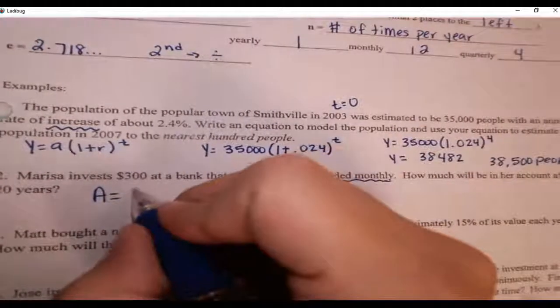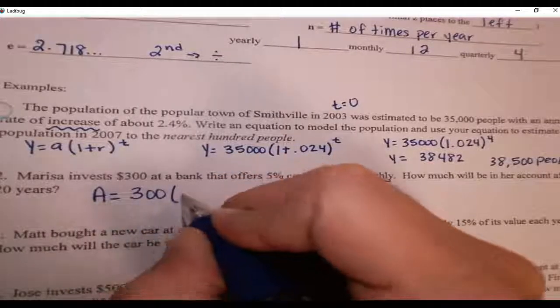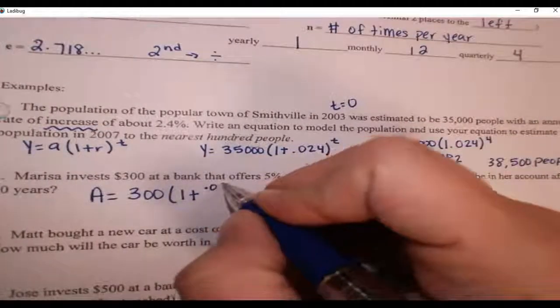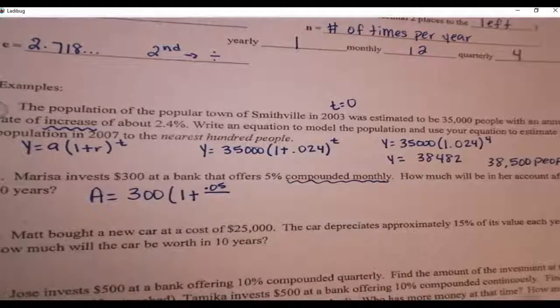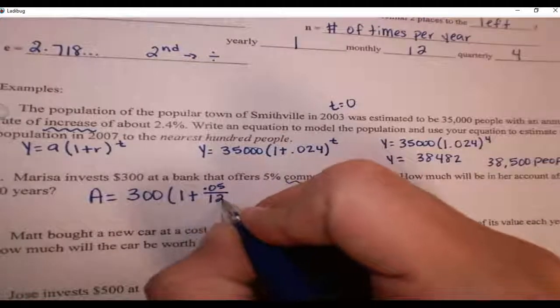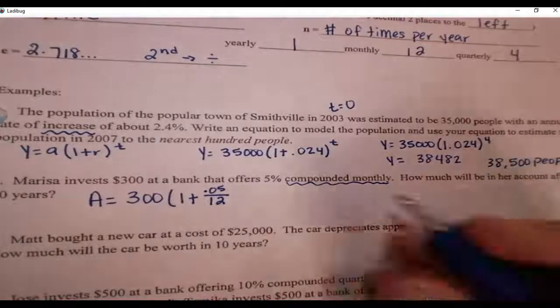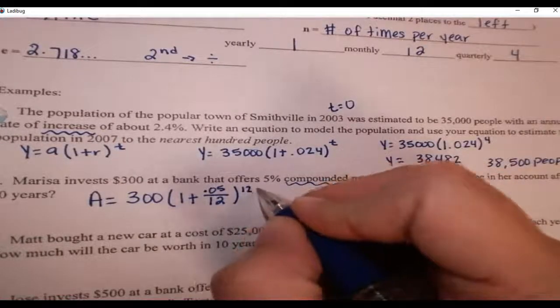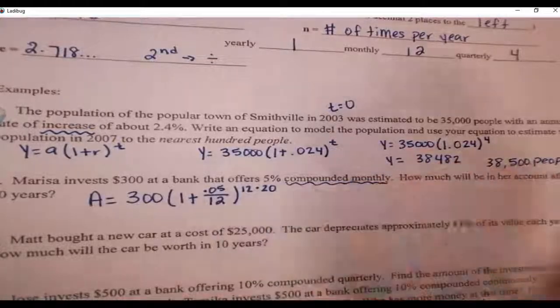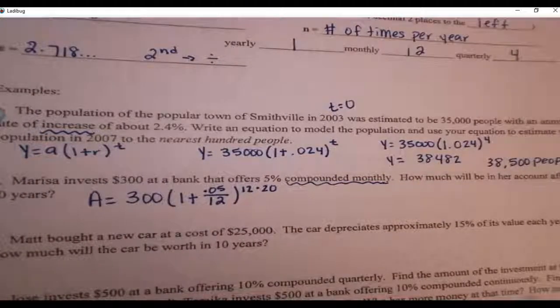So A equals, how much is she starting with? 300. What's the rate as a decimal? 0.05. And if it's compounded monthly, how many times a year is monthly? 12. So that goes in 2 places. That goes in the denominator and in the exponent. And 12 times, how many years is she leaving it in there? 20. She is looking at the future.